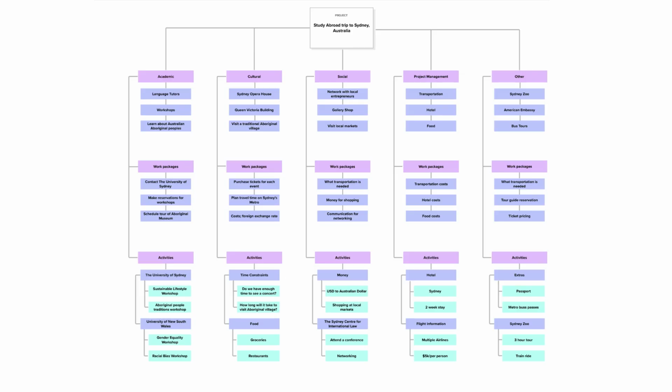So here is ours. This is for a study abroad trip to Sydney. So we have academic, culture, social, project management, and other. Each of those are broken down into subsections, as you can see, and that is how we are going to accomplish those different goals on our trip.